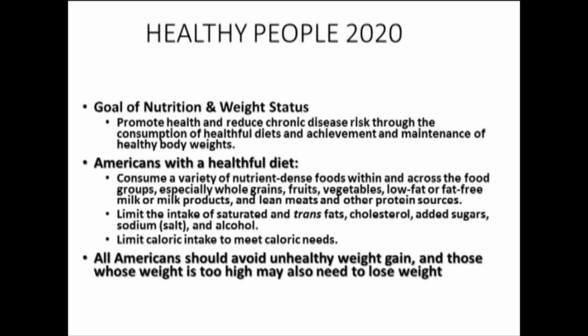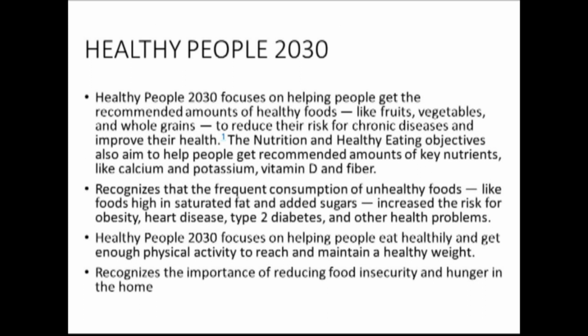The Healthy People 2020 guidelines overlapped Healthy Eating Guidelines 2010 and 2015. The goal of these guidelines was to encourage healthy eating, to avoid the saturated fat, the trans fats, cholesterol, added sugar, sodium, and alcohol, and to avoid weight gain and also encourage weight loss. Now, the Healthy People Guidelines 2030 really overlap the Healthy Eating Guidelines of 2020-2025.